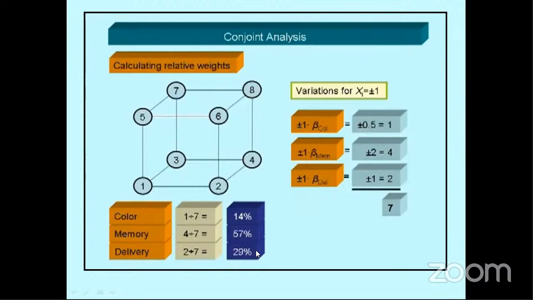So when any person goes to purchase a mobile, 57% is the weightage given to the memory. The second weightage is given to the delivery, and the third weightage is given to the color. This is hypothetical data. We don't have any relevance with real life. This is a disclaimer just to make you understand that this is a way in which we are working this out.